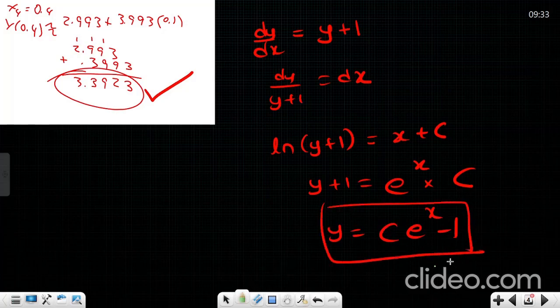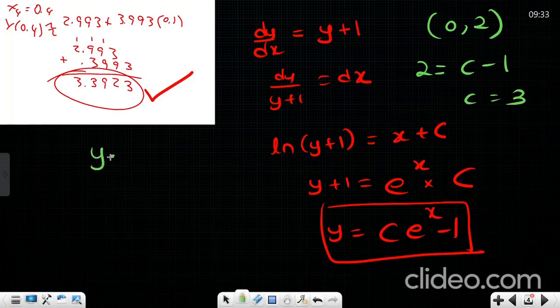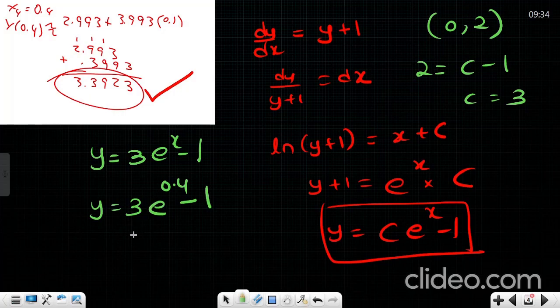Now let's calculate the same thing actually using that. Now they have given the initial condition that 0, 2 they have given, na? When x equal to 0, y equal to 2. So let's try to apply that. So c minus 1, therefore c is equal to 3. So our actual function will become equal to 3 e power x minus 1. Now you want 0.4. y is equal to 3 e power 0.4 minus 1. So e power 0.4, I am going to paste it from online. So Arav, this is the value I got from the internet for 3 e power 0.4 minus 1.